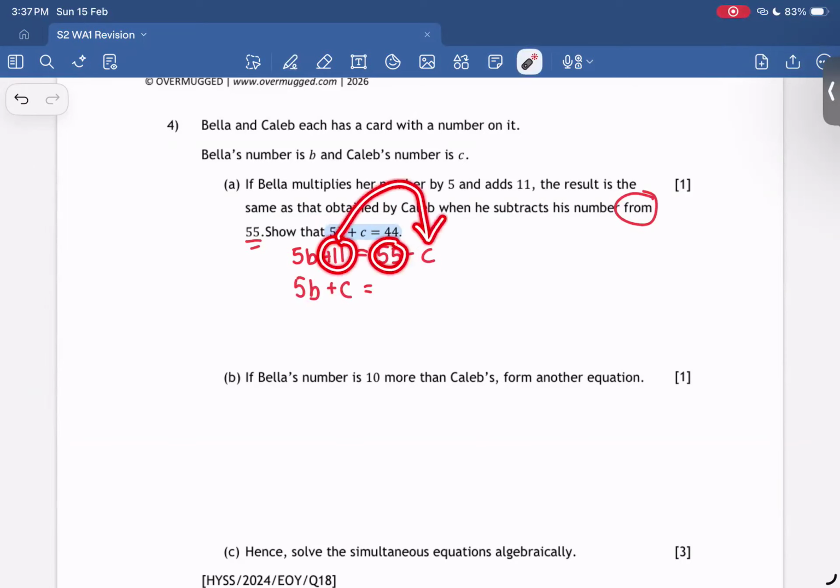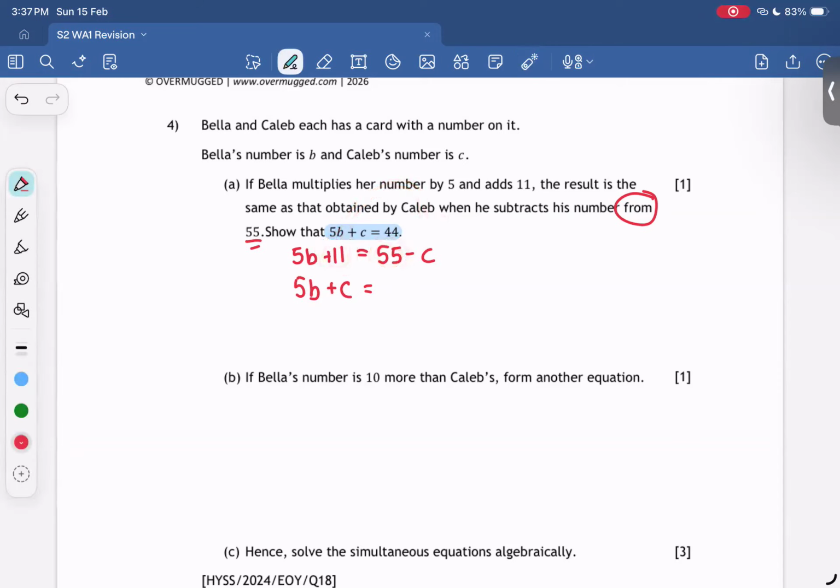So 11, I will bring it over. So first, it's positive 11. I bring it over, becomes negative 11. So 55 minus 11. So 5B plus C equals 44. Okay, easy peasy. So now, we are done with A, so let's do B here.